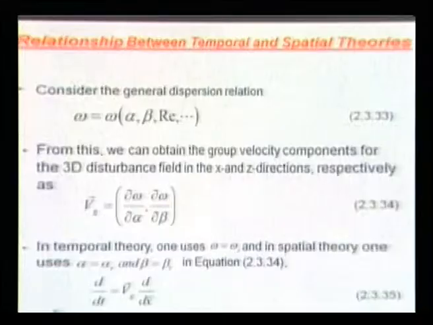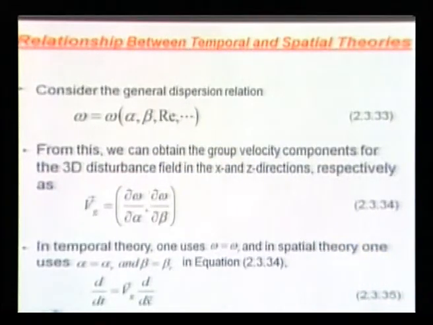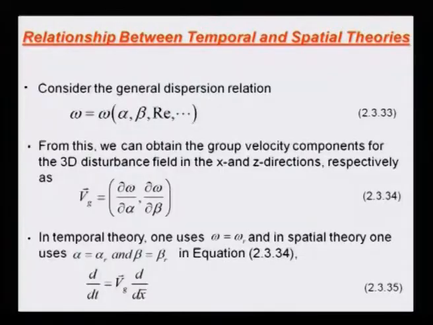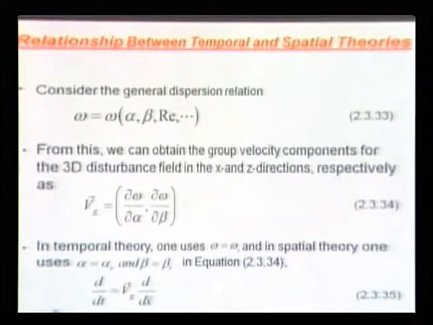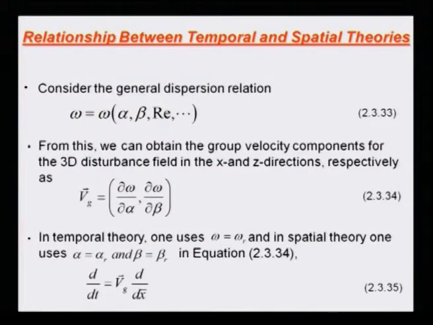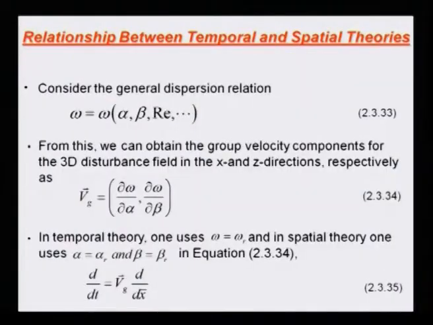That comes about by considering the general dispersion relation, which tells you the circular frequency is a function of the wave numbers apart from any other parameters that you may have. Once you have the dispersion relation, you can calculate the group velocity given by this. It is implicitly understood that the wave numbers alpha and beta appearing in this expression are the real part if they are complex. If you are looking at the temporal theory, then alpha and beta are necessarily real, but then you will be taking omega as the real part, that is omega r.